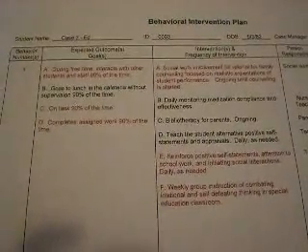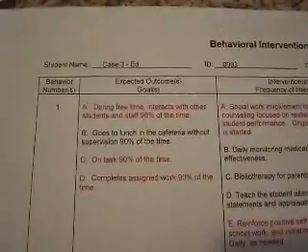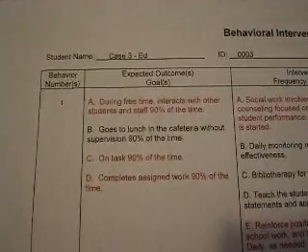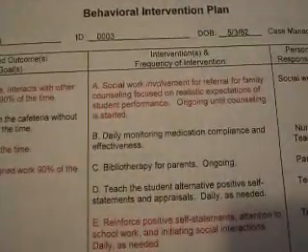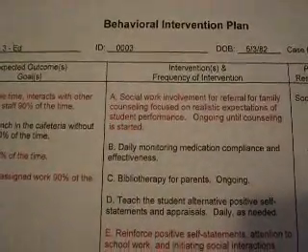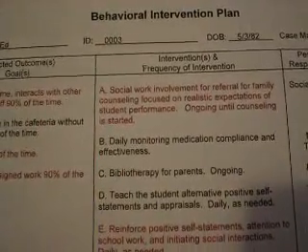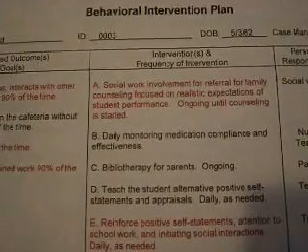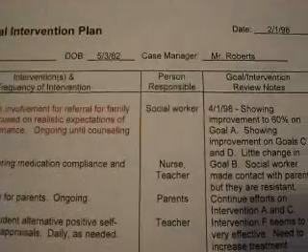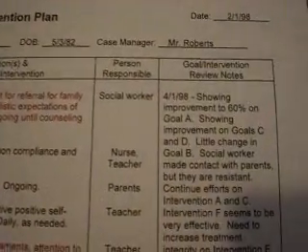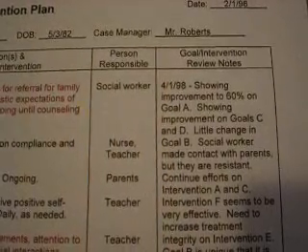The following is an example of a behavioral intervention plan. One of the goals, which the social worker is responsible for, is during free time interacts with other students and staff 90% of the time. Interventions and frequency of interventions include social work involvement for referral for family counseling focused on realistic expectations of student performance, ongoing until counseling is started. The person responsible is the social worker, and her goal intervention review notes include showing improvement to 60% on Goal A.